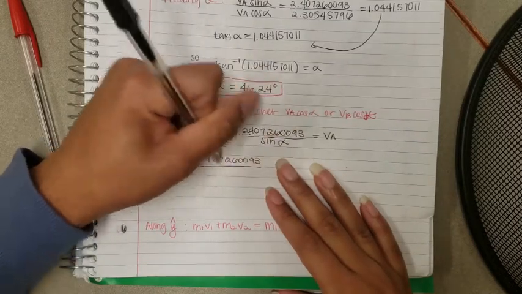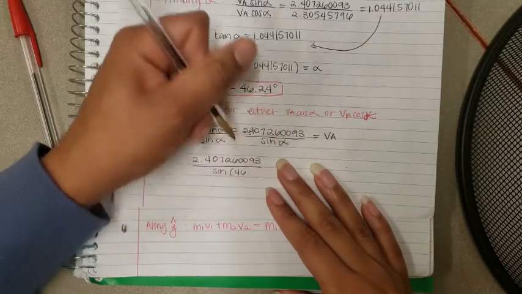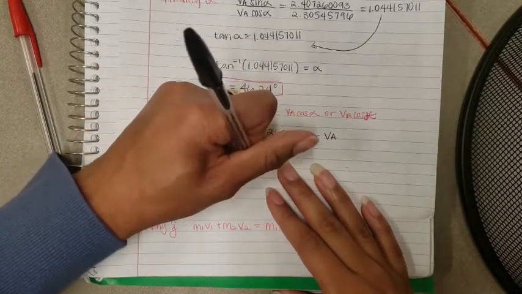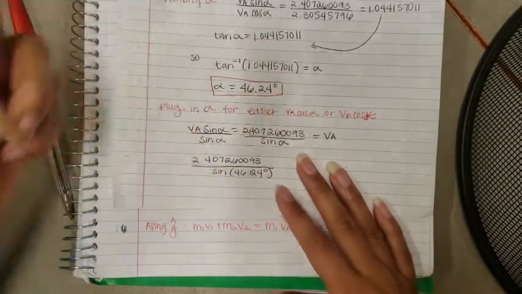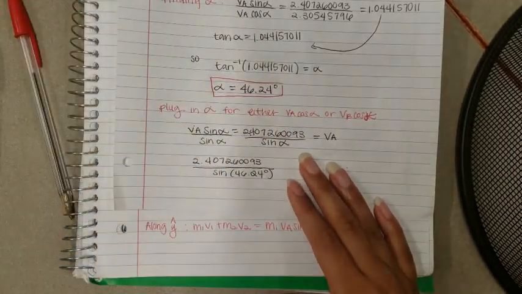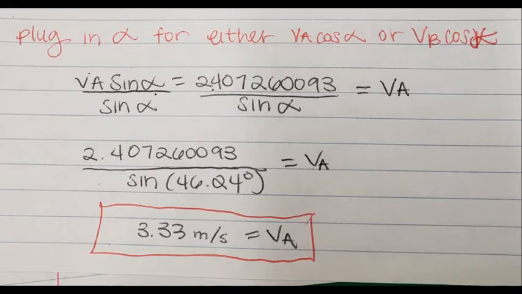So now that we found our value for alpha, we're going to plug alpha back into either of the equations that we got for the velocity of the x component or the y component. So I'm going to choose the y component, so V_A sine alpha, and plug that back in and divide it by sine alpha in order for me to get the velocity of A.